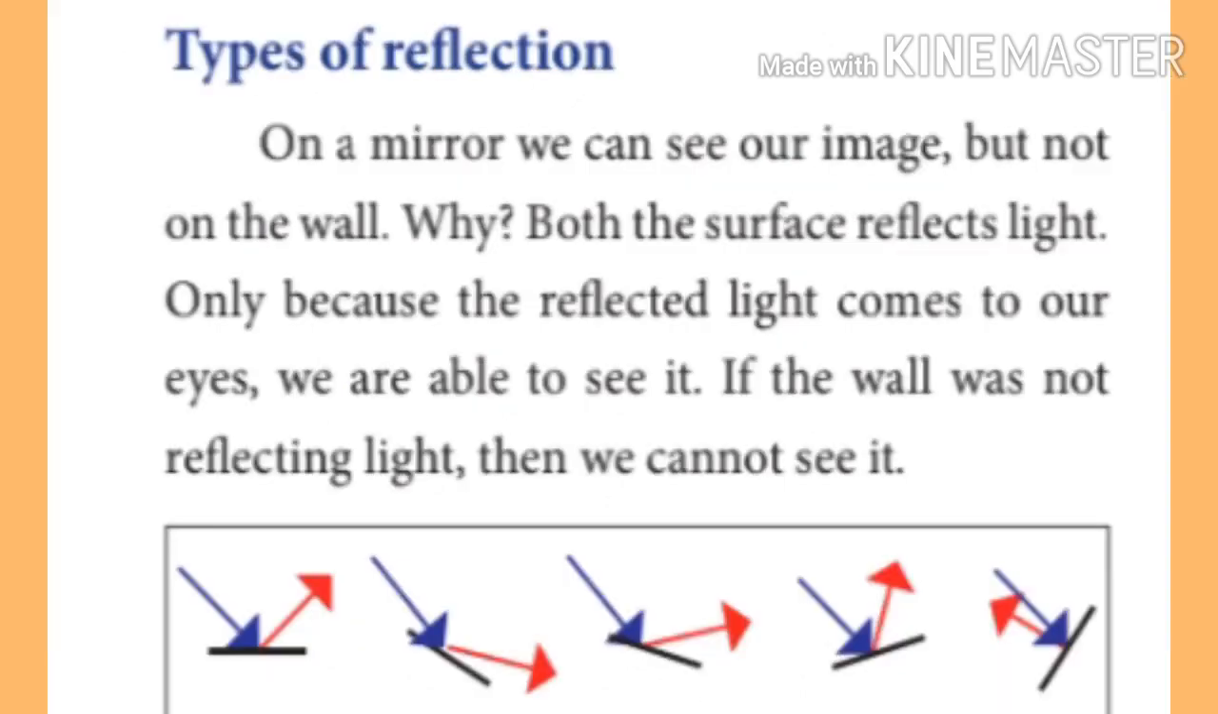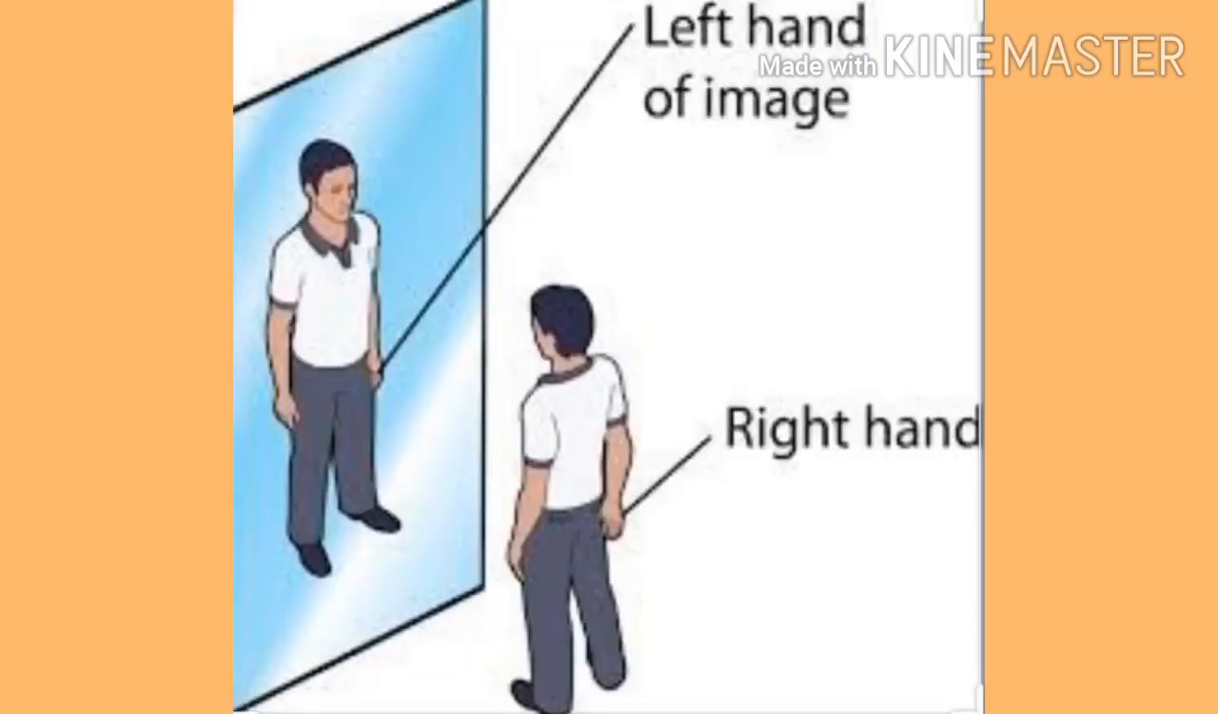Next, types of reflection. On a mirror we can see our image but not on a wall. Why? Both surfaces reflect light. Only because the reflected light comes to our eyes are we able to see it. If the wall was not reflecting light, then we could not see it.